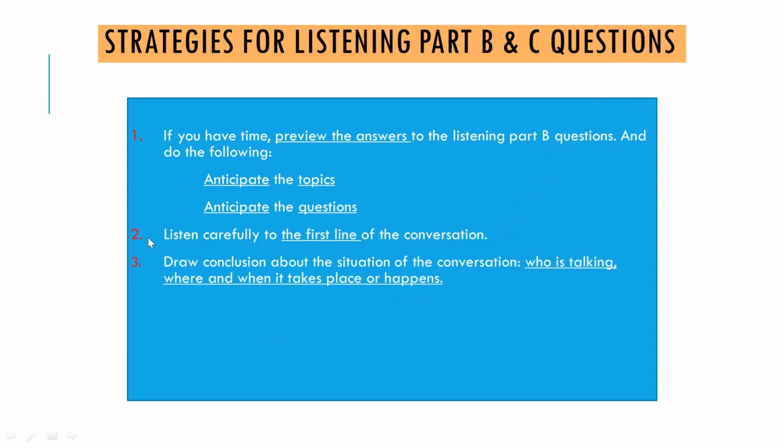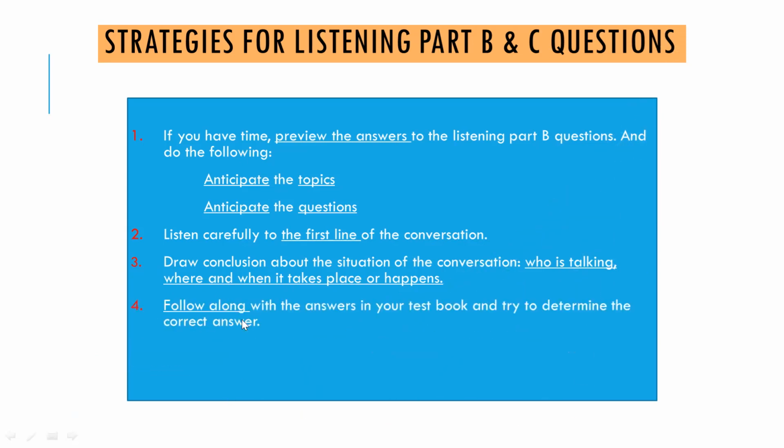Now, while listening, try to draw a conclusion about the situation of the conversation: who is talking, and where and when it takes place or happens. So we do this to anticipate questions of who, where, and when. It is very common in part B that the question will ask you who is talking, where it takes place, and when the conversation takes place or happens. So by drawing conclusions, you anticipate answers, and also you anticipate these questions so you can be more ready to answer these kinds of questions.